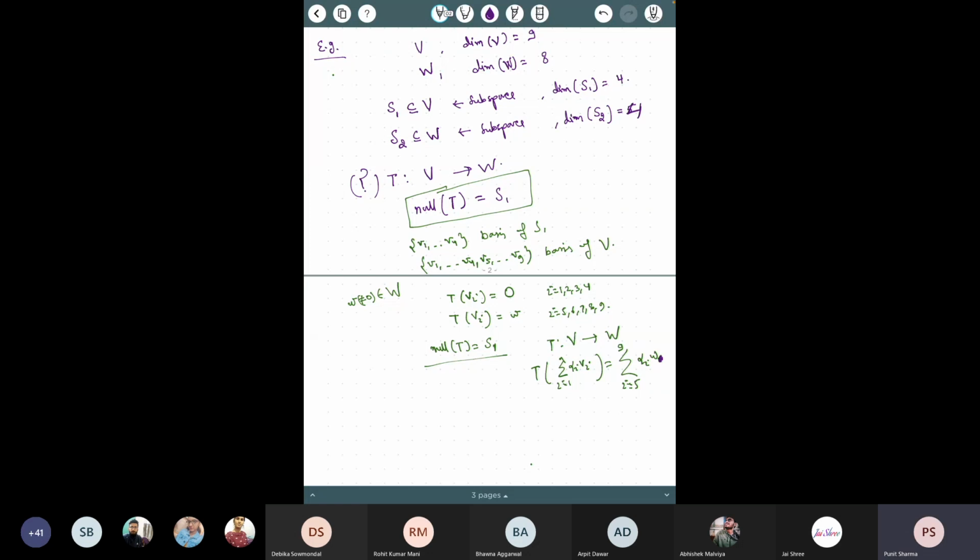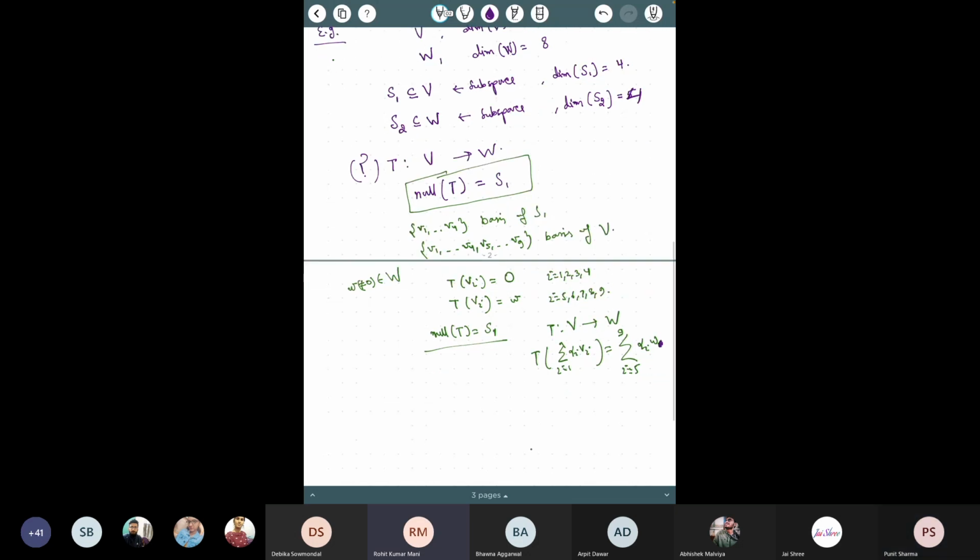So you are saying that the rank nullity theorem is violated here. This is what you are saying. Yes, sir. If we are taking only T of Vi equal to W for all i from 5 to 9, a single W, then it is violating, sir. Yes, sir. That's correct. We have to take Wi different.